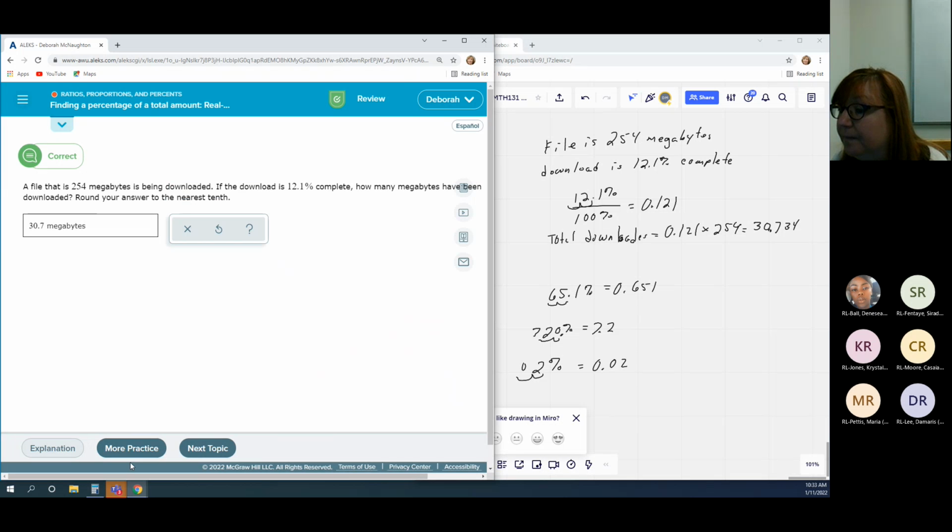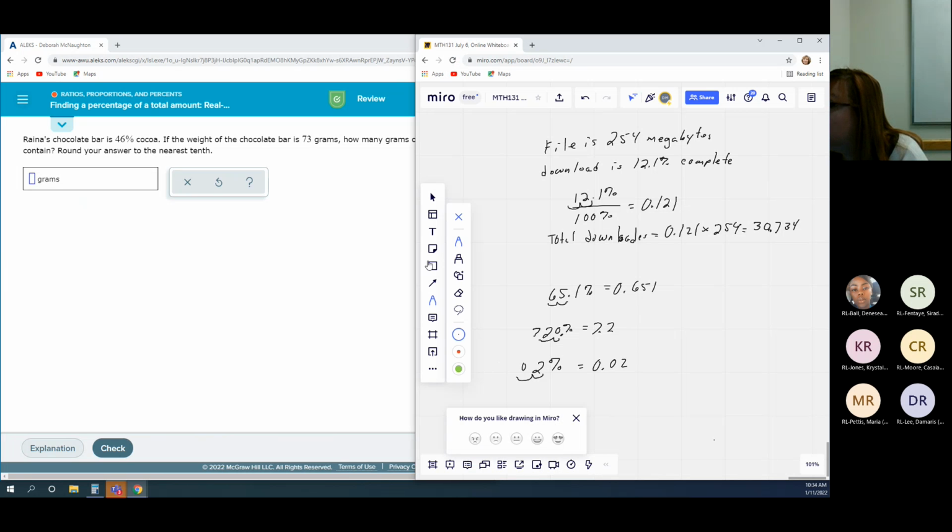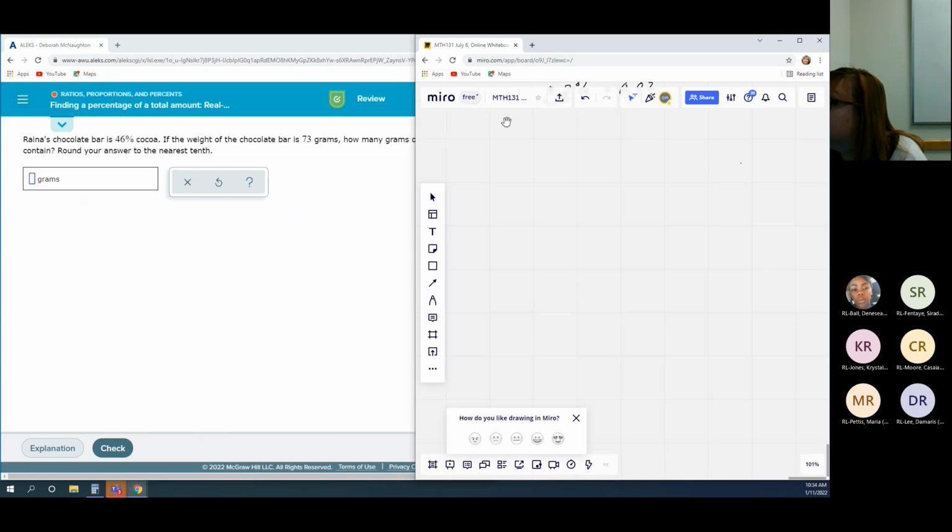Let's do another one. Okay, Reina's chocolate bar is 46% cocoa. If the weight of the bar is 73 grams, how many grams of cocoa does it contain? So we're going to do that the same way. We're going to first convert our percentage into a decimal, and then we're going to multiply.